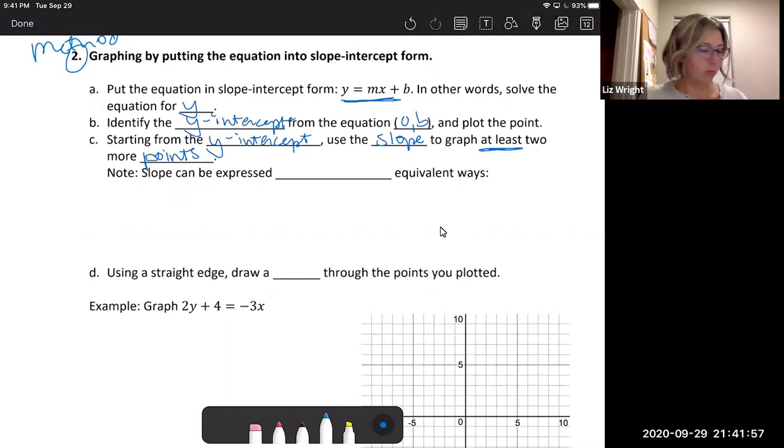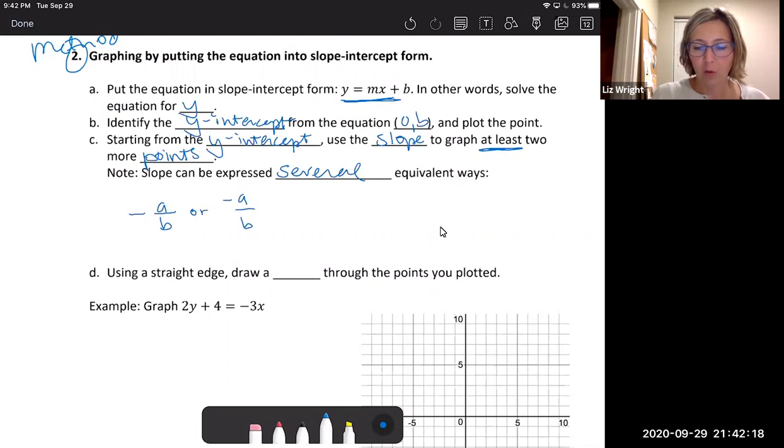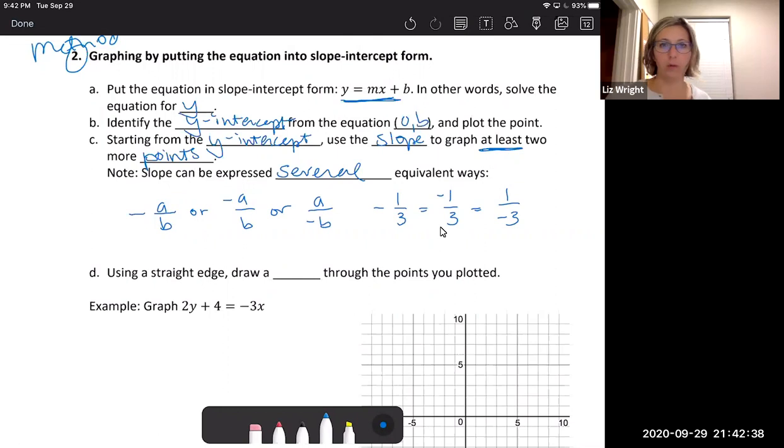And then what's the note there? Slope can be expressed several equivalent ways. For example, if we have negative a over b, we can also write that as negative a over b, or we could write it as a over negative b. So for example, let's say we've got a slope of negative 1/3. You can write it as negative 1 over 3, you can write it as 1 over negative 3, or you can just say it's negative 1/3. They're all going to be equivalent.